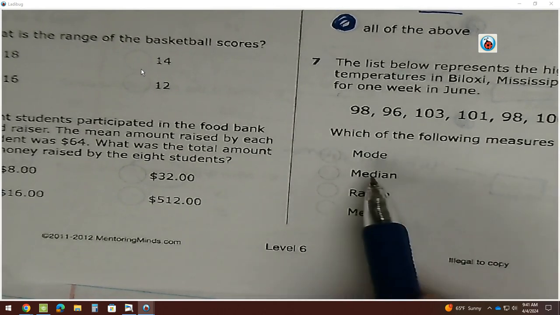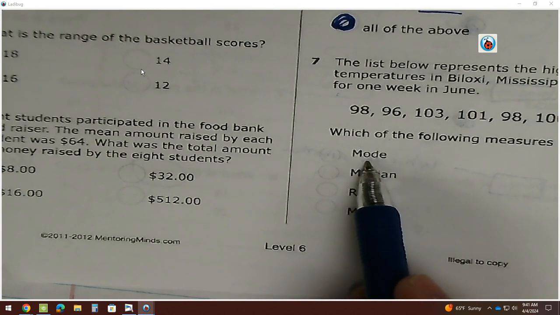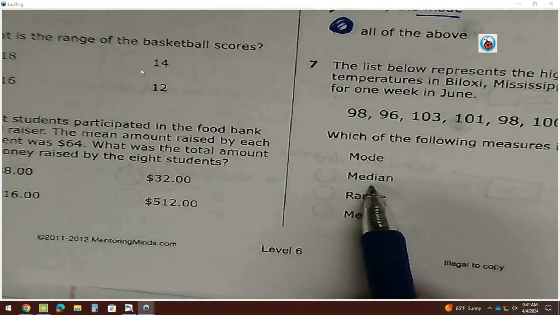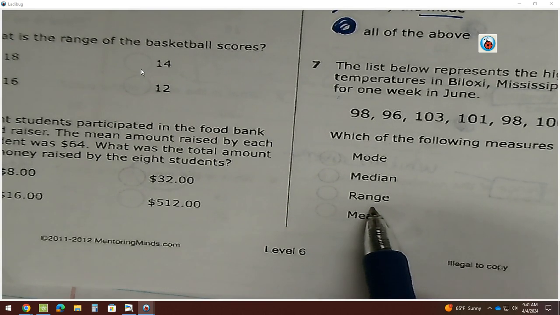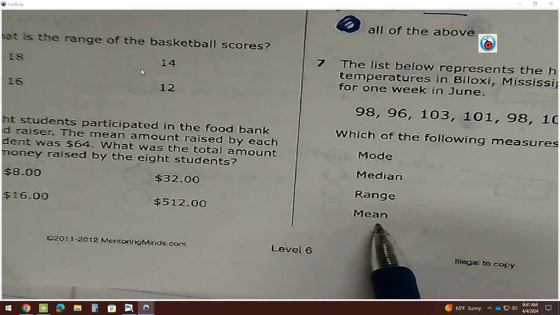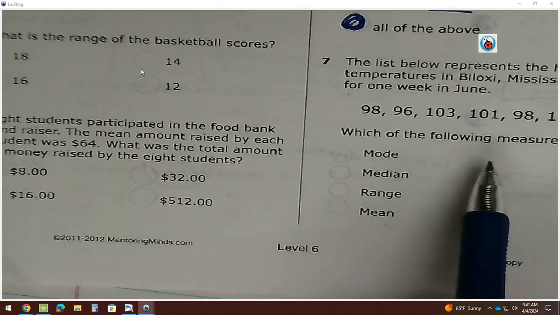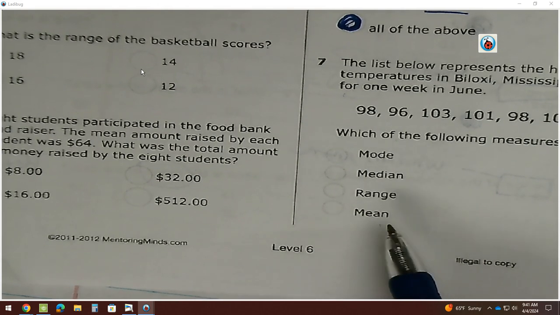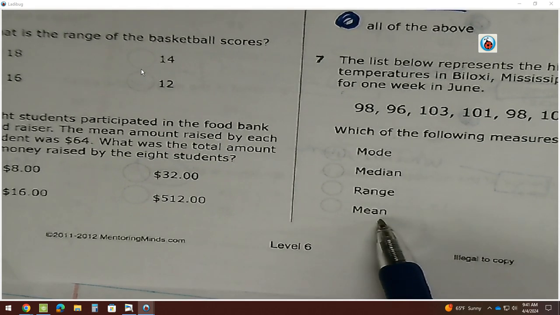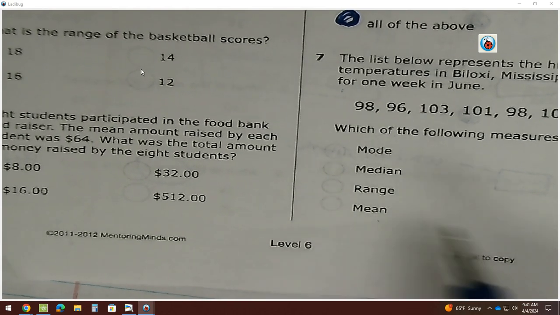So let me review quickly. What was mode? Most often. Median? Middle. Mediano. Medium. Who's going to help you with that? The box. Range. Who's going to help you with that one? The whiskers. And what are you going to do with the whiskers? Subtract. Mean. The average. So number 7, you need to do all of them. Mode, median, range, and mean.